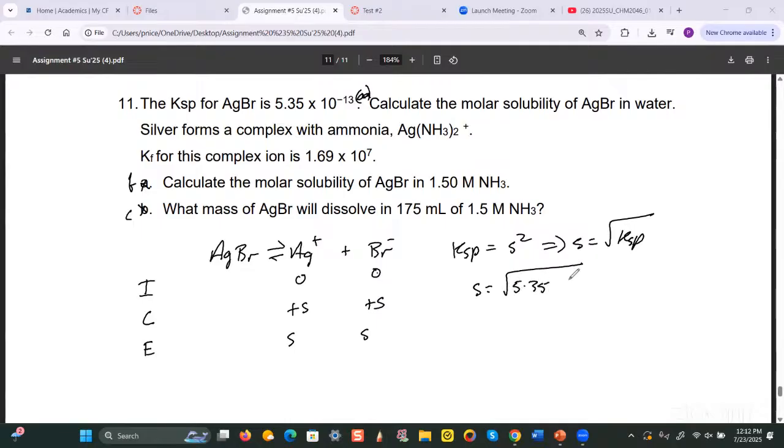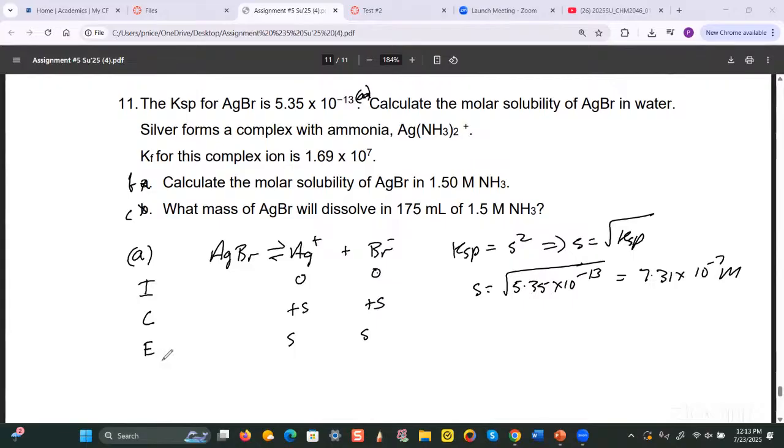5.35 times 10 to the minus 13. And when I find the square root of that, I got 7.31 times 10 to the minus 7. All right, so that's the A part.